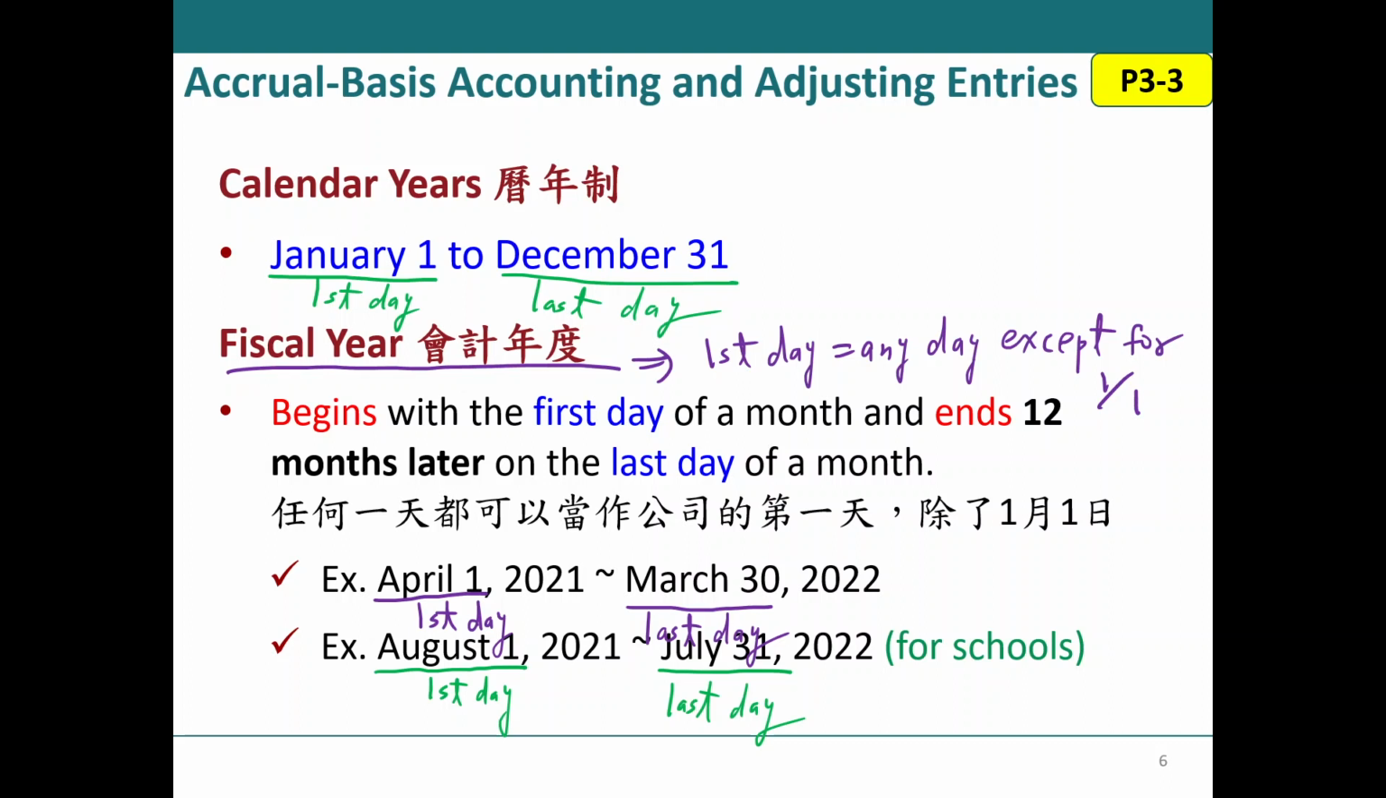Let you guess. For school, which day is the first day for school? I told you already here, right? For school, the first day is August 1st. The last day is July 31st. So for school, the first day is not January 1st. How about companies?